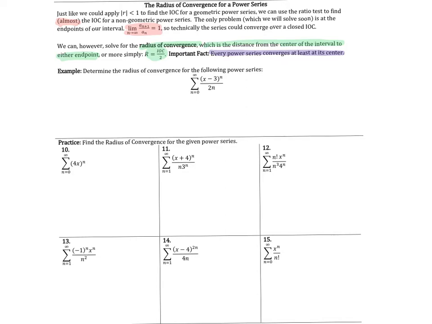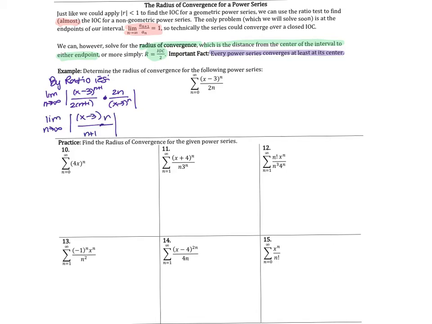Why don't you go ahead for the example below and first perform the ratio test on the series that we're given. So we're going to take the limit as n approaches infinity of (x minus 3) to the power of n plus 1 over 2 times (n plus 1), multiplied by the reciprocal of our original general term, the nth term. Now what I want to remind you is that x is not what is changing. x is a constant, so we're not plugging in x plus 1, we're plugging in n plus 1.